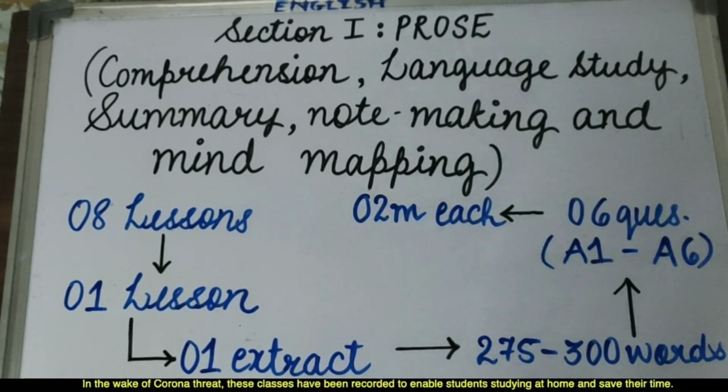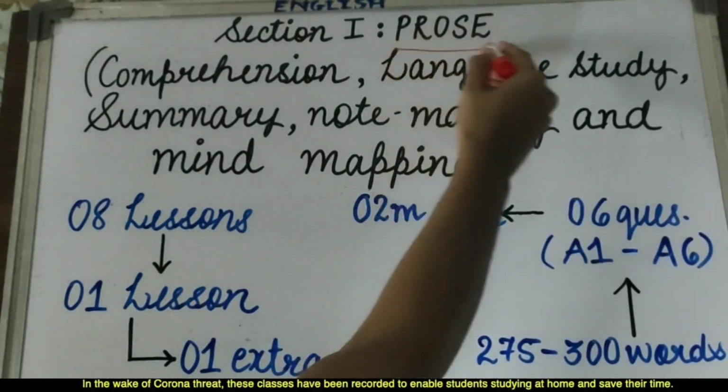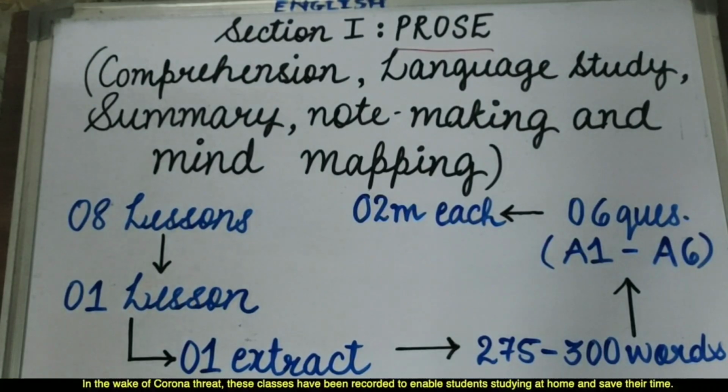Students, now we'll move on to the detailed introduction of the question paper pattern section-wise. The first section of your question paper will be the prose section. The prose section consists of comprehension, language study, summary, note making and mind mapping. Now, what comes in comprehension? In comprehension you are given a passage, and from that passage some activities are given. You have to read the passage and solve those activities from the passage.